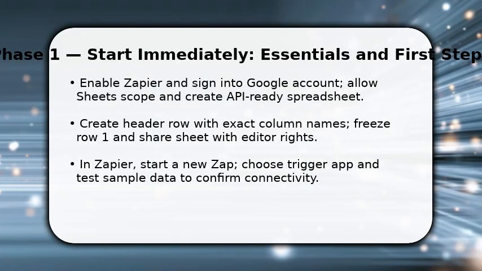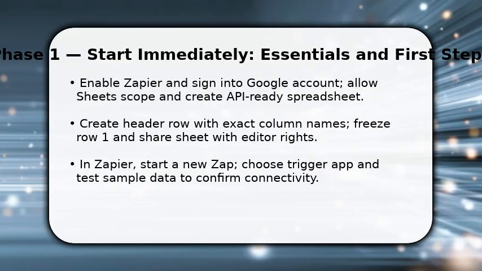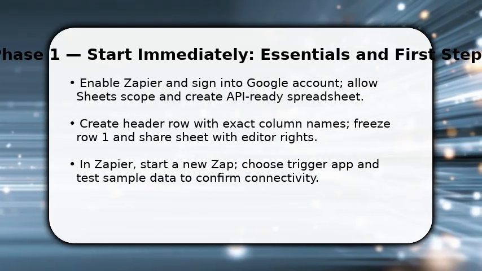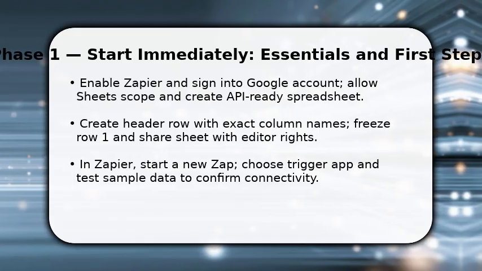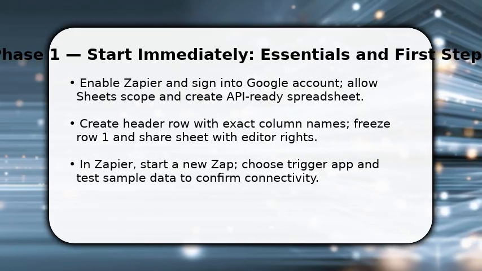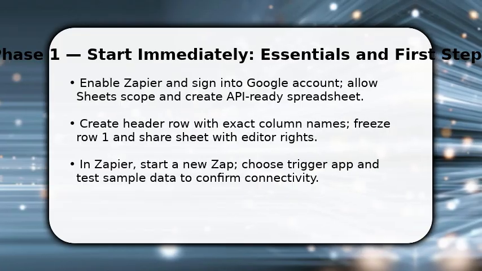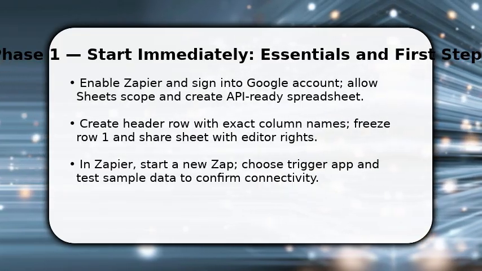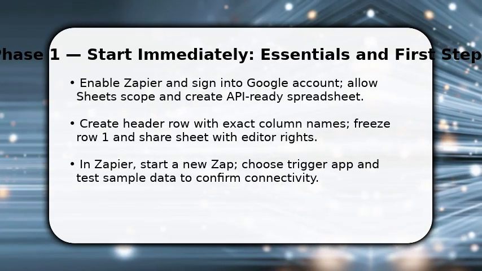You start by prepping both sides. In Zapier, create a new Zap and authenticate Google. Make sure to grant editor access. Once done, open your Google Sheet, add a precise header row and freeze it so Zapier maps fields reliably. Then return to Zapier and trigger a test event.